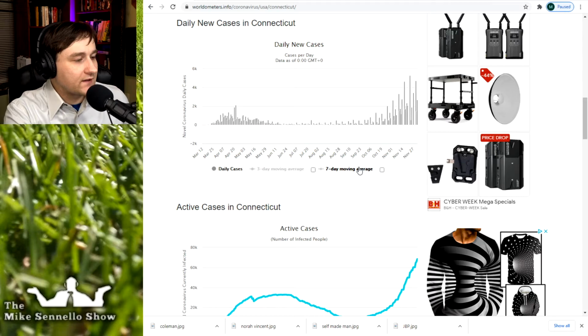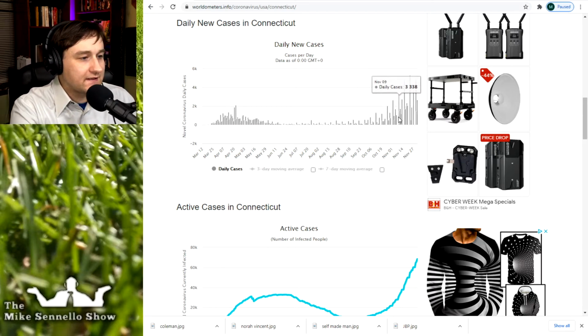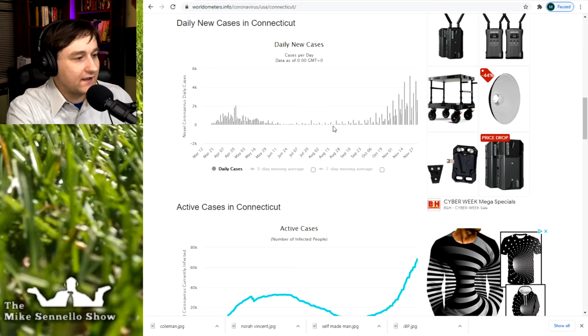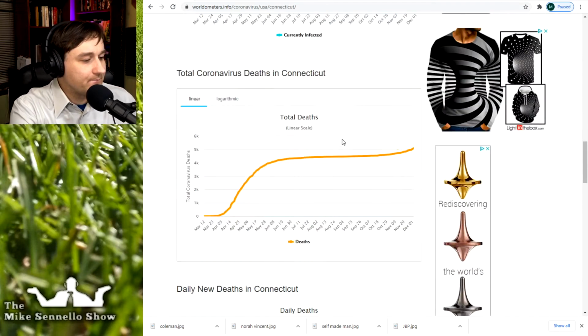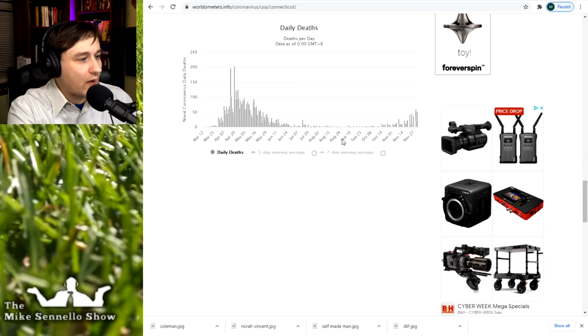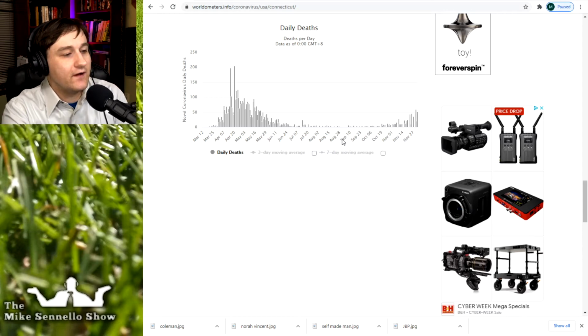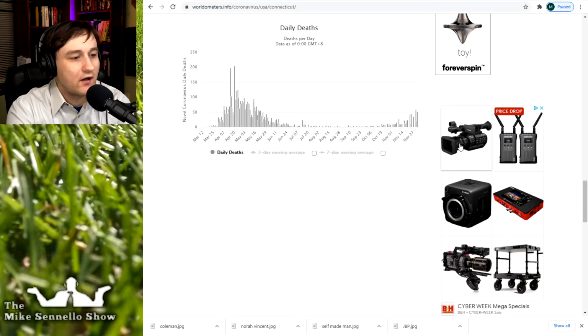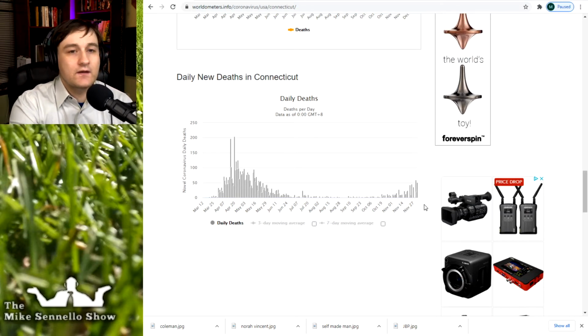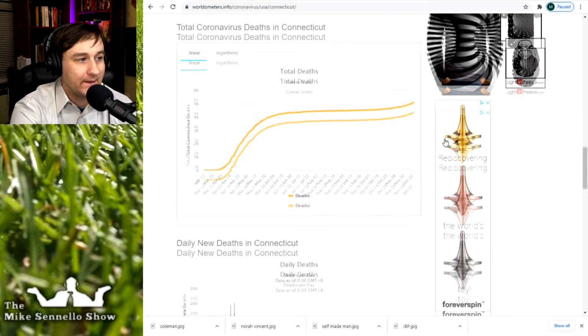So again, we go back to our daily new case chart. Lots and lots more cases. No major cases in the summer. And wow, that death chart is skewed very, very differently from what we saw for the national chart. So in Connecticut, all that arithmetic we just did should actually work out a whole lot better. Should actually work out a whole lot more favorably.